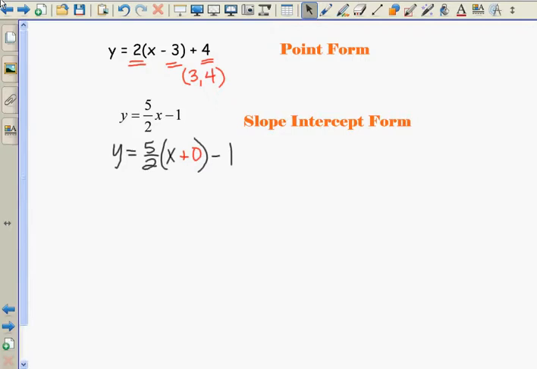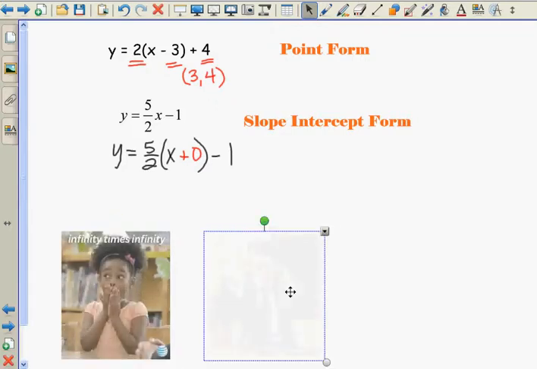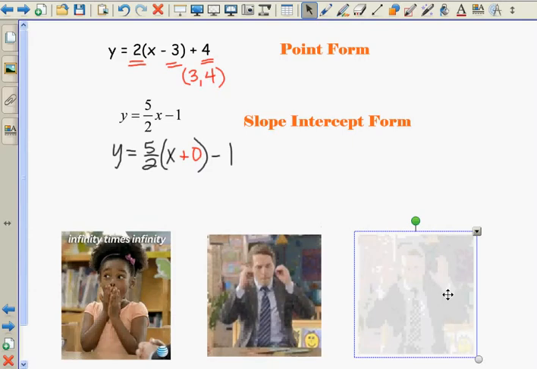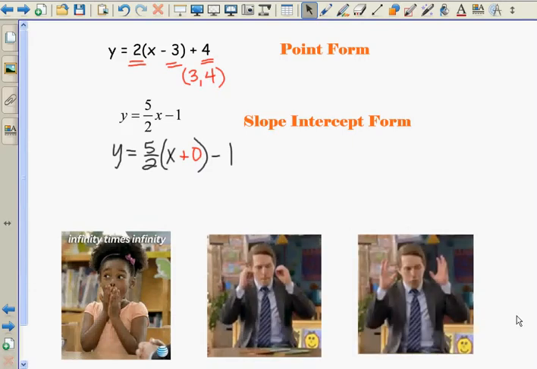Hopefully that doesn't blow your mind too much. I was thinking about mind blown, and then I was thinking about, do you remember that AT&T video about infinity times infinity? Mind blown. Anyway, so slope-intercept form, same really as point form, it's just disguised. You just have to fix it.